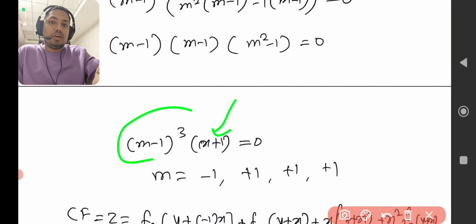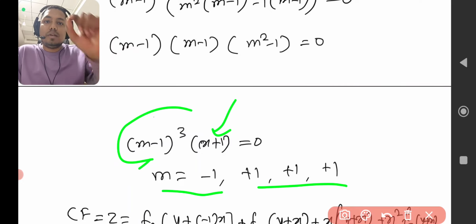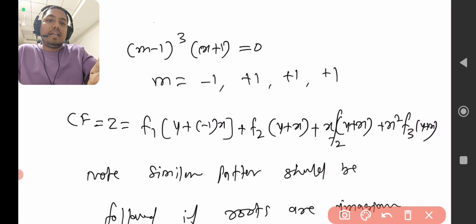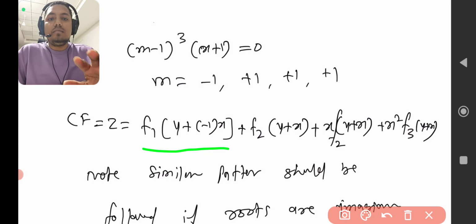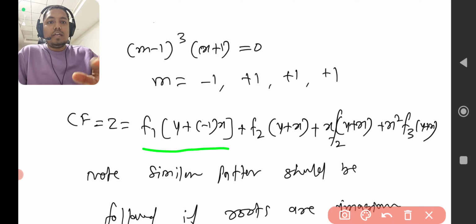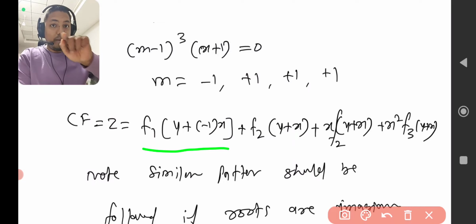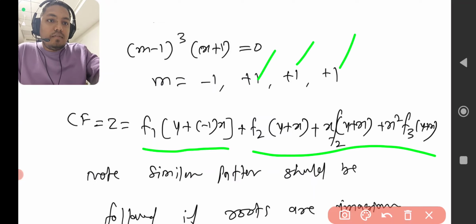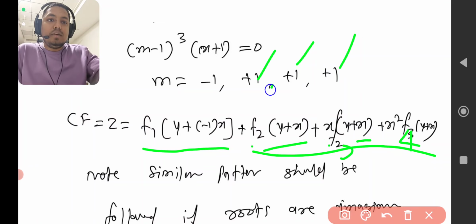And here you got m plus 1. So because of m plus 1 we got m equal to minus 1 as one root, and from m minus 1 cube we got 3 roots: plus 1, plus 1, plus 1. So you can clearly see, because of minus 1 I'm writing only one function in the complementary function: f1(y plus (minus 1)x), right? That is m1. Then from here onwards 1, 1, 1. So f2(y plus x) because of 1, f3(y plus x), f4(y plus x). Here it should be f4 because f2, f3, f4, right? This should be f2, this should be f3, this should be f4.